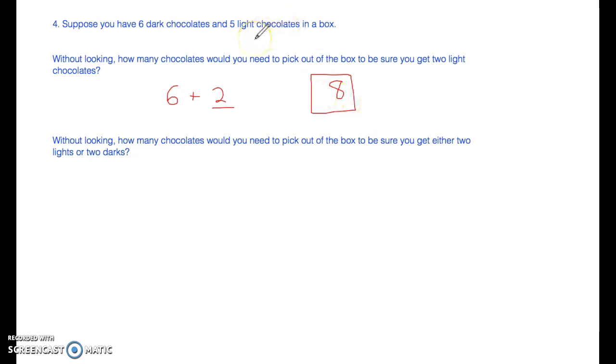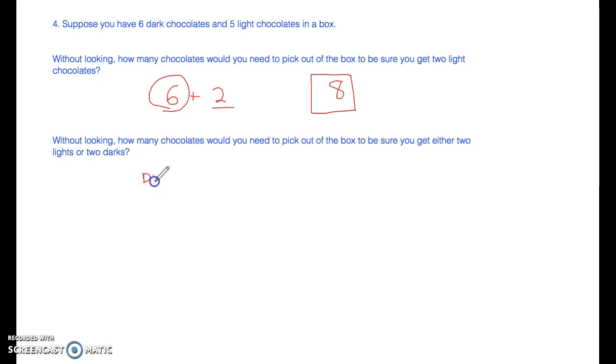It could happen the first 2 times, but it could also happen as many as the 8 times, because that's assuming you get all of the dark chocolate first. So the first answer is 8. And then the next one, how many would you need to pick out of the box to be sure you get either 2 lights or 2 darks?